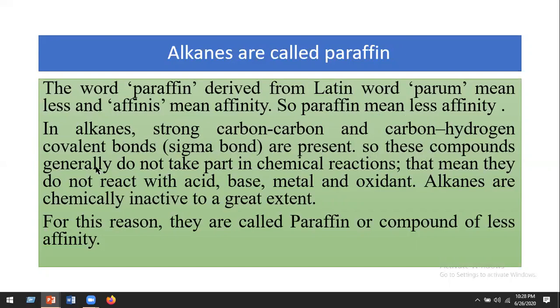So these compounds generally don't take part in chemical reactions. That is, they don't react with acid, base, metal, oxidant, reductant, etc. Alkanes are chemically inactive to a great extent. So they are called paraffin, or compounds of less affinity.